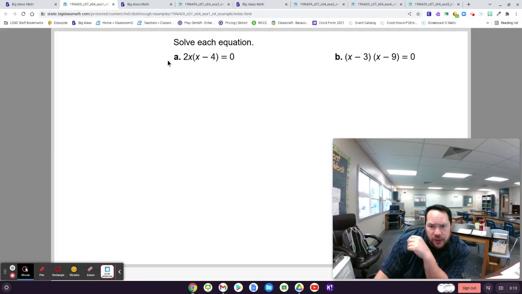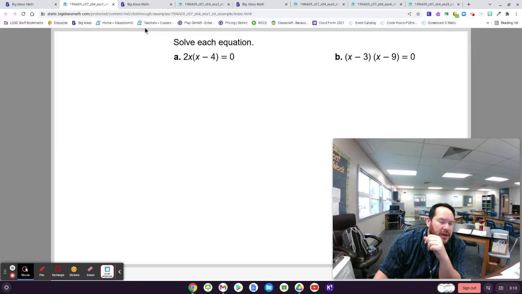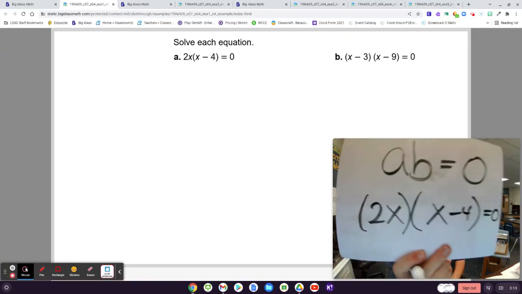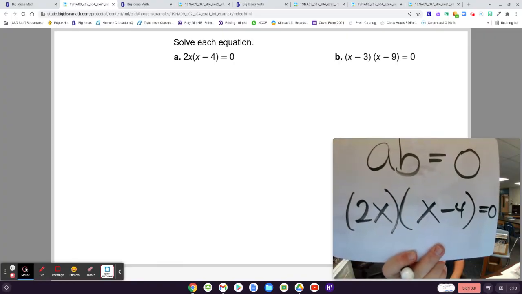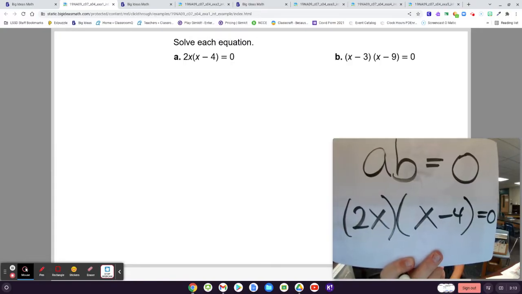So here we have two factors. One of the factors is 2x. The other factor is x minus 4. And this product equals 0. I'm going to go through this one, and then I'm going to have you answer B. So 2x is one of our factors, that's like our A. And then x minus 4 is like our B. And you're multiplying and getting 0.